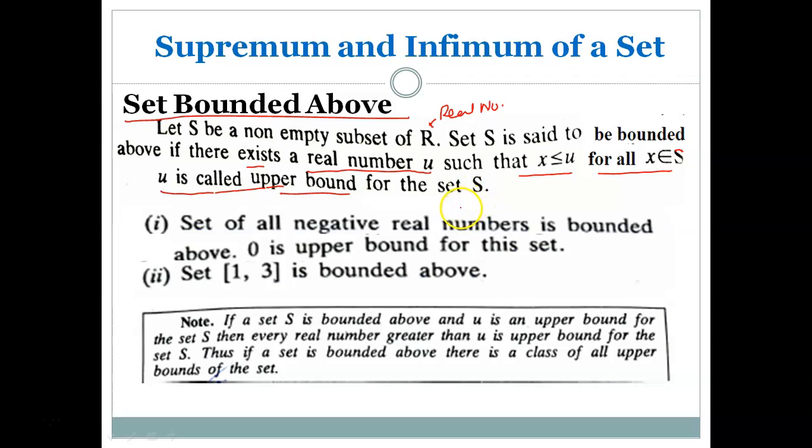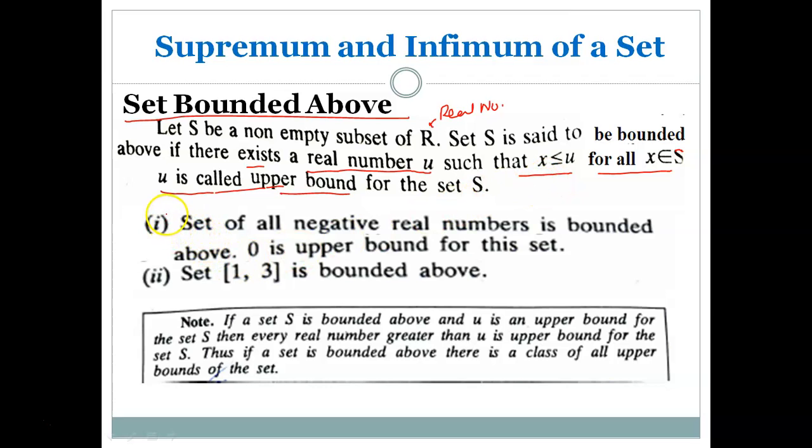In fact, we have to find a real number such that all the elements of this set S are either smaller than it, or one of the elements may be equal to it. If we are able to find such a real number, then this real number u will be called an upper bound for the set S.